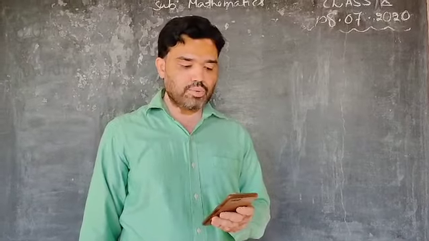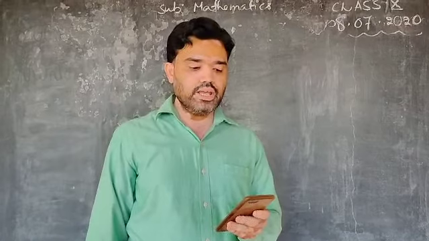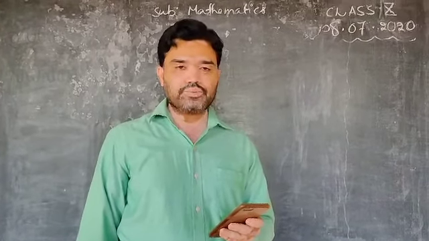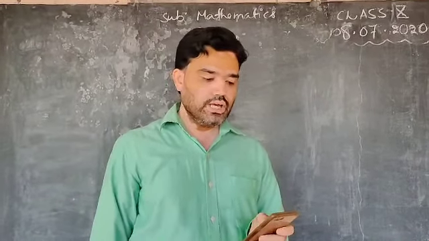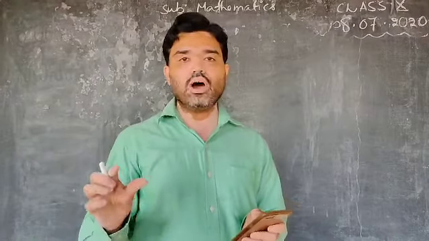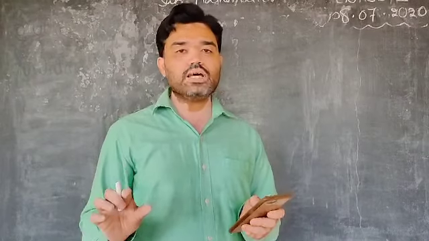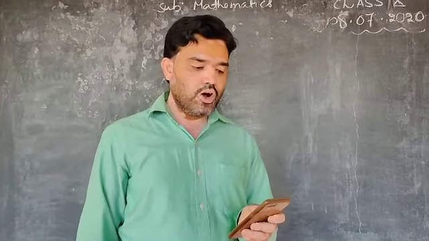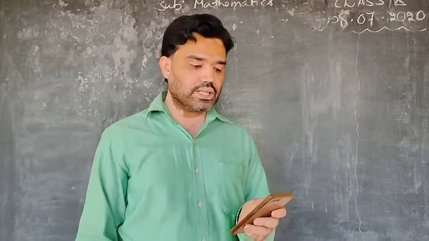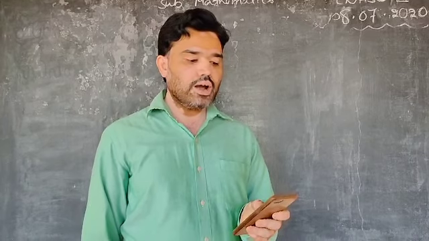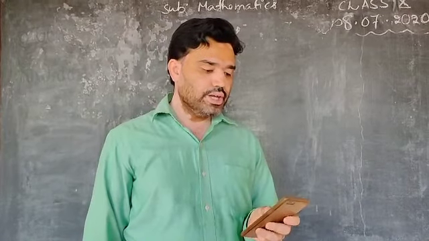Children, now let us look at the next problem. Yash scored 40 marks in a test, getting 3 marks for each right answer and losing 1 mark for each wrong answer. Okay, there are two things, correct answer and wrong answer. For every correct answer 3 marks will be awarded. For every wrong answer 1 mark will be deducted. Had 4 marks been awarded for each correct answer and 2 marks been deducted for each incorrect answer, Yash would have scored 50 marks.